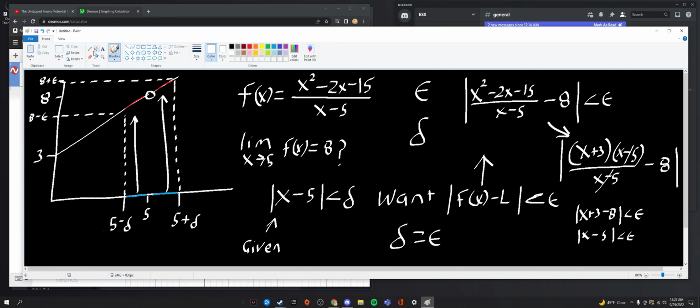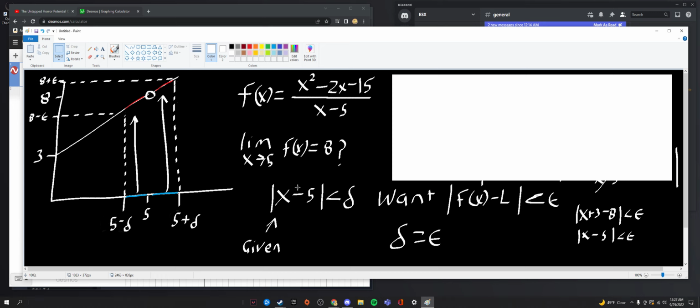So let me illustrate that out. Let me do some equations here. What do I want to erase? This stuff over here. Everything, yeah, I'll erase everything that's not delta equals epsilon.